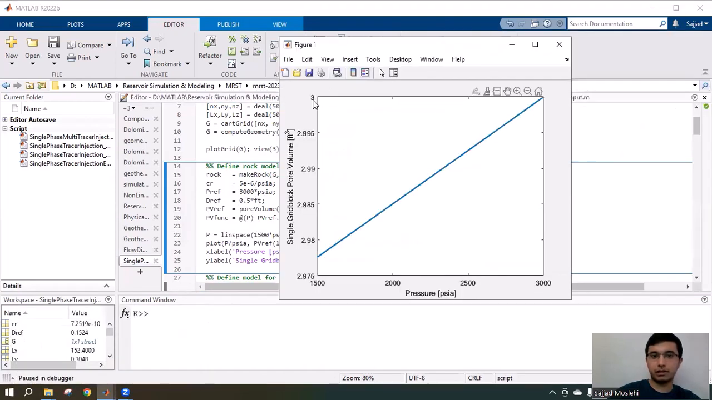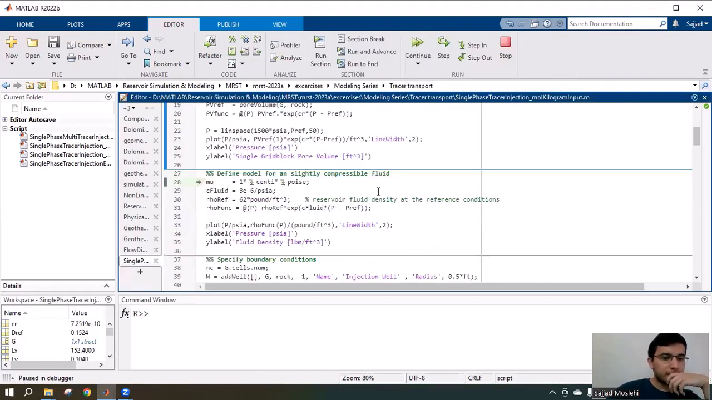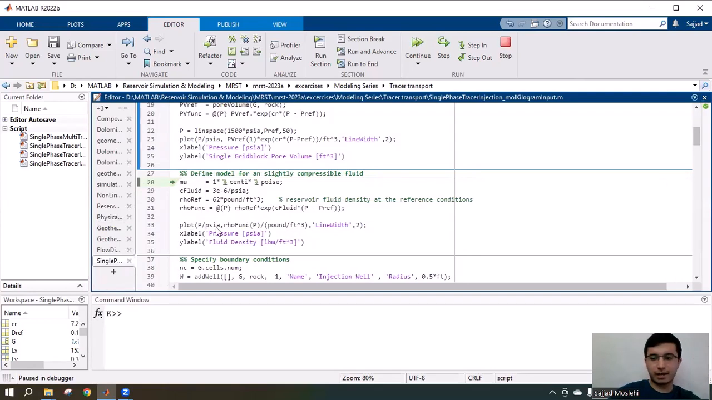Which is clearly shown here. Very good. Now it's time to define the fluid properties here. I'm not going to talk about all of these again because I have dealt with them in the previous videos. And if these things are new to you, watch the previous videos to get familiar with them.